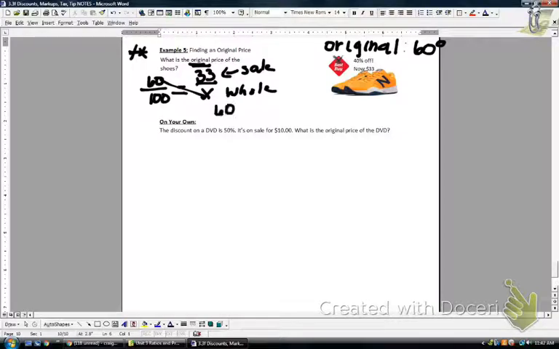Cross the equal sign and multiply. Then divide both sides by 60. 3,300 divided by 60 is 55. So your original price is $55.